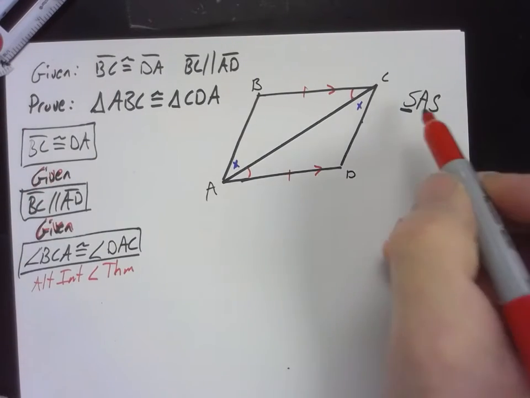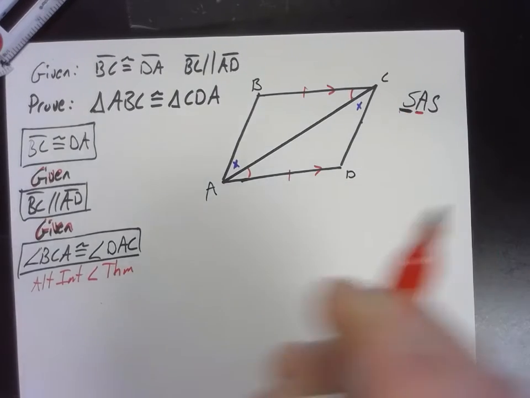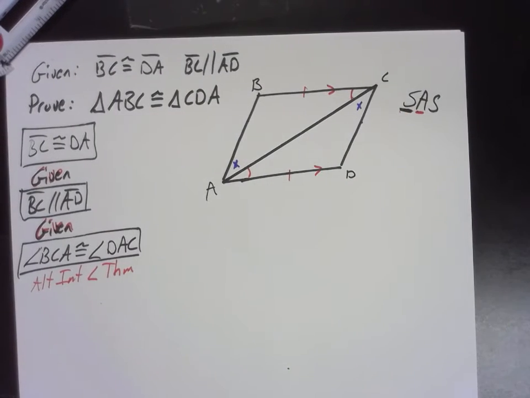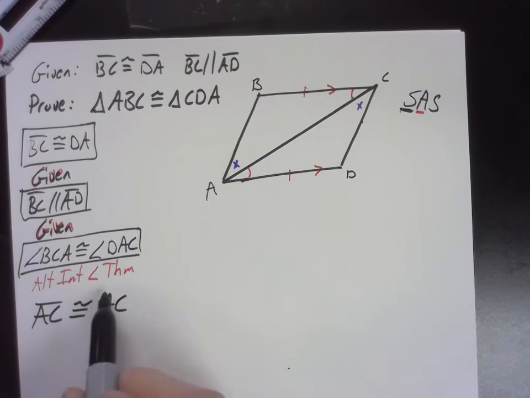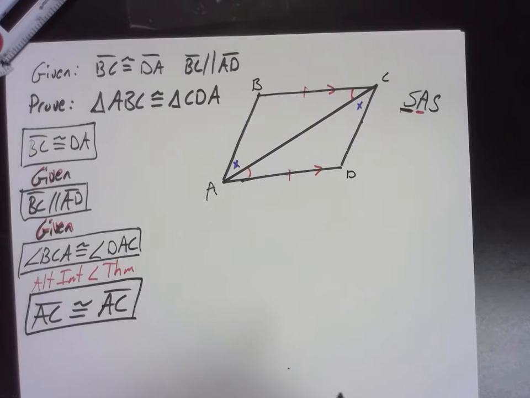Okay, now we got a side and we got an angle. Do we have another side? What other side do we have? AC. What about AC? It's congruent to itself. That's good, right? So we're going to say segment AC is congruent to segment AC. So, what's that thing called when something's congruent to itself? Reflexive. There you go, reflexive.